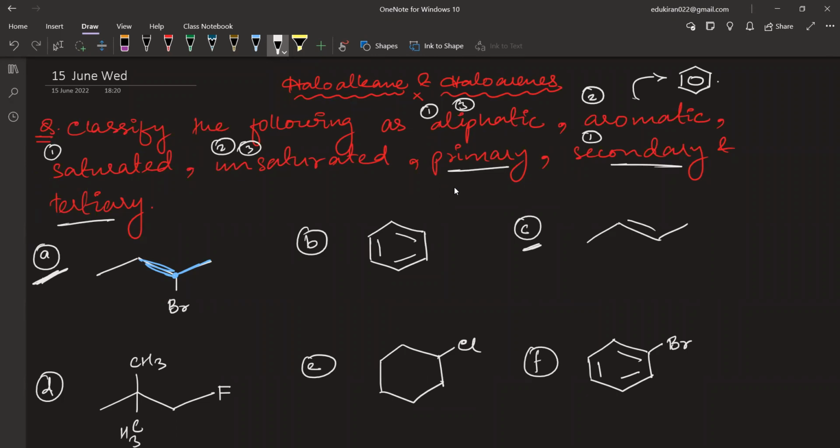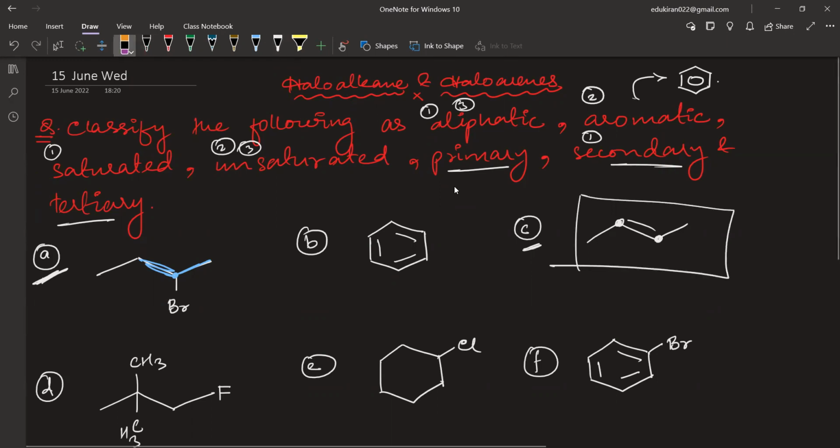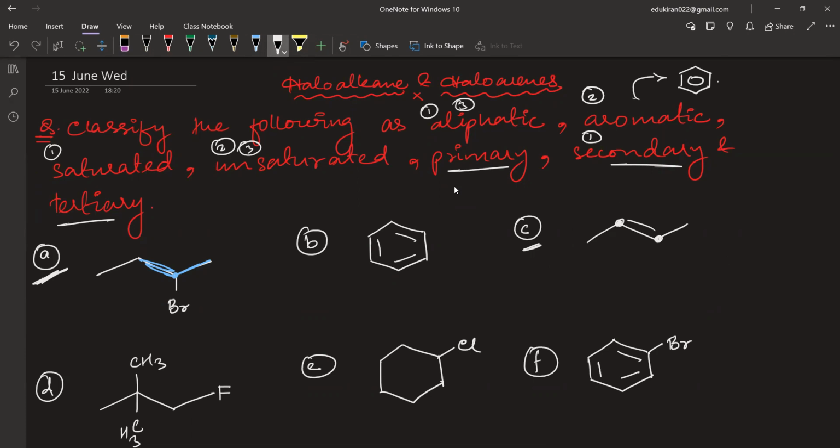Again, we cannot classify as primary, secondary, or tertiary. Even though you can say it is primary because of the double bond, we will avoid this classification for now. At this time, when we are starting haloalkane and haloarene, we don't know which is the important carbon in this part. Maybe later on we will know, and then we can classify it as primary, secondary, or tertiary. As of now, we will not.